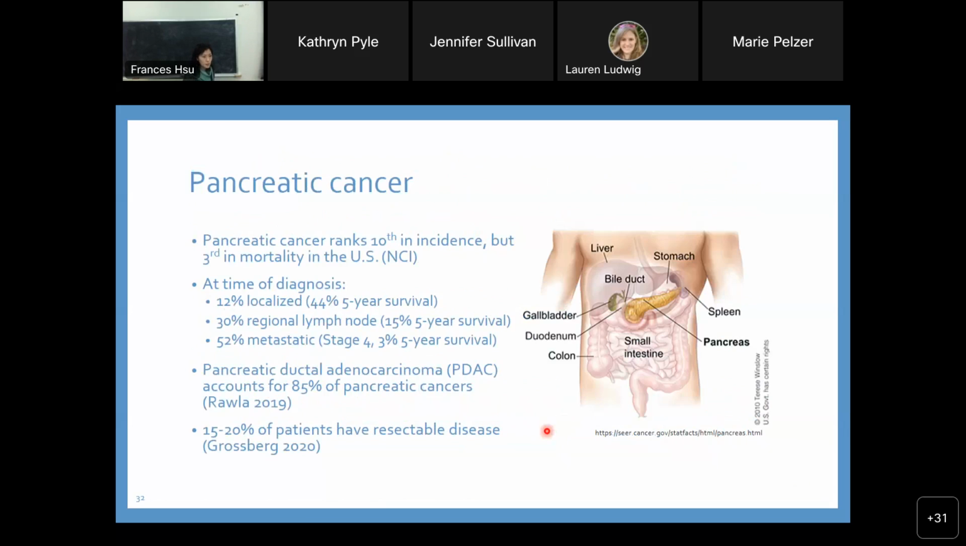Briefly, just touching upon the use case of pancreatic cancer, it is ranked 10th in incidence, but 3rd in mortality in the US. At the time of diagnosis, most people are in the metastatic stage or stage 4, and that has a really poor 5-year survival, less than 3%. Pancreatic ductal adenocarcinoma, or PDAC, accounts for 85% of pancreatic cancer, so it is the most prevalent kind. And about 15 to 20% of patients with PDAC have resectable disease.